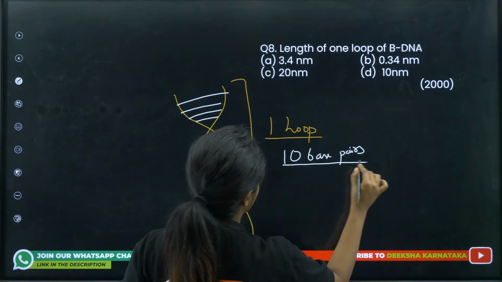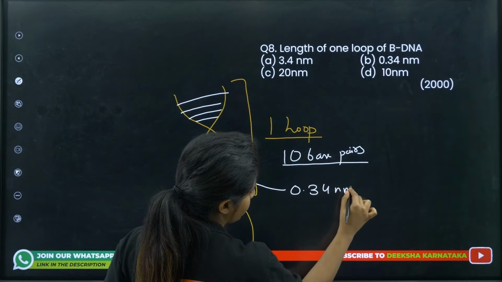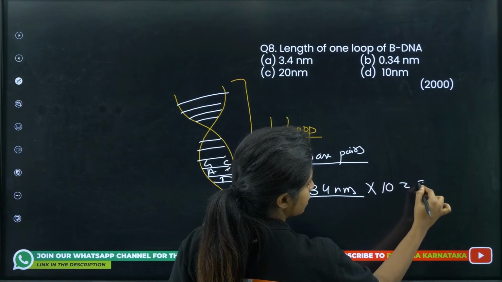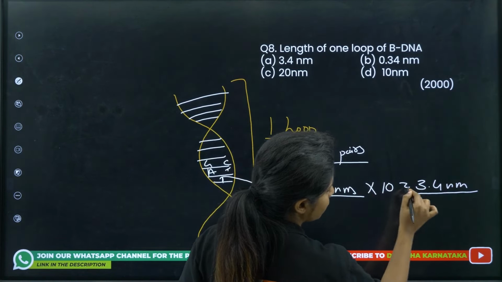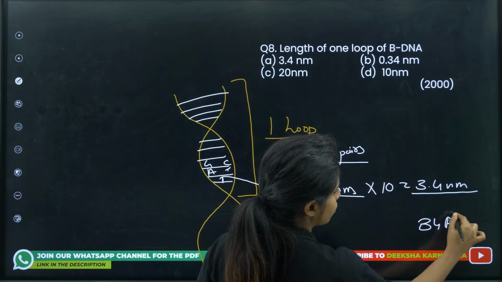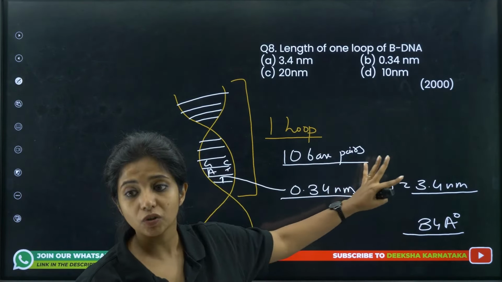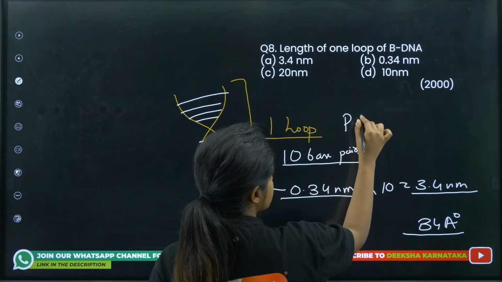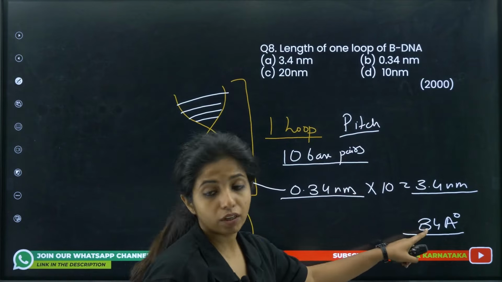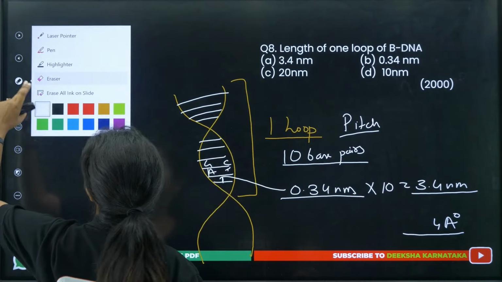In between each base pair, the space is 0.34 nm. If 10 base pairs are there, 10 times this is 3.4 nm. We can directly remember this, that is also fine. If they are asking in Angstrom, it will be 34 Angstrom. This is another unit. So the total length of a loop is 3.4 nm. Please remember the length of one loop or pitch, if they are asking the same thing, will be 3.4 nm. This is 34 Angstrom. I have written it like 84, so I will just make it correct.